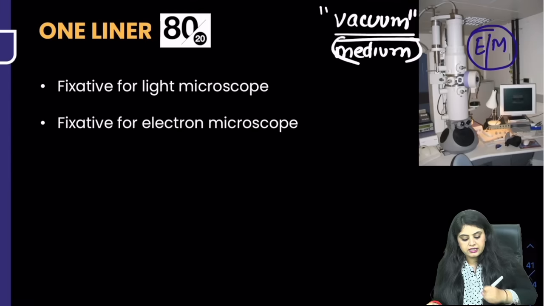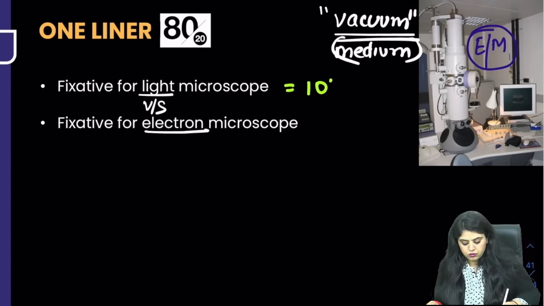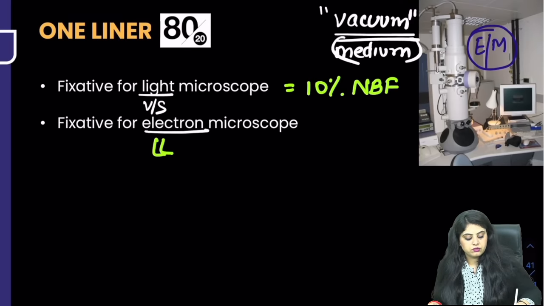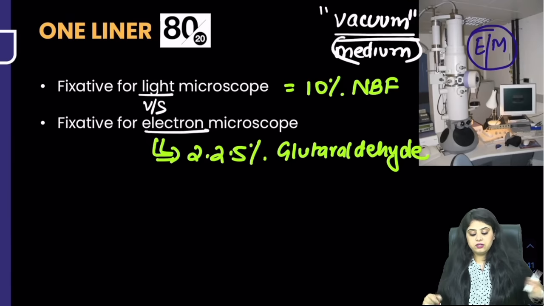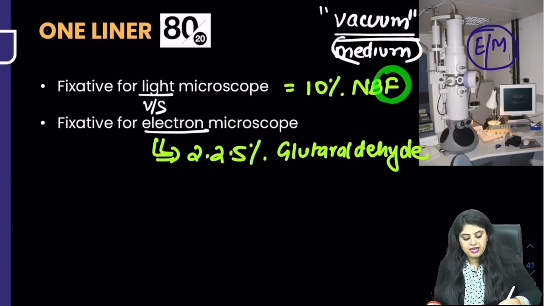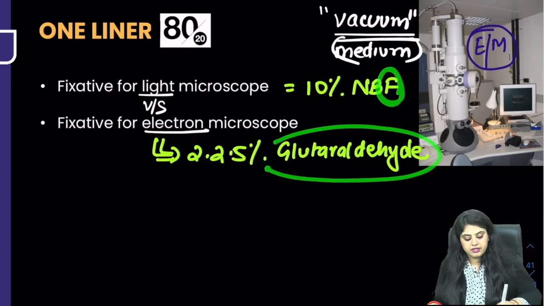And you know the question that they're going to ask you, what is the fixative for light microscope versus the fixative for electron microscope? 100 million times this question has been asked. What is the light microscope? 10% neutral buffered formalin. And what is it for electron microscope? It is going to be 2 to 2.5% glutaraldehyde. So I realized that all these can be used so easily in path as well as in micro. So I realize formaldehyde and glutaraldehyde, ma'am, abhi patho mein use ho raha hai. Light microscope, electron microscope, you are using formaldehyde and glutaraldehyde.